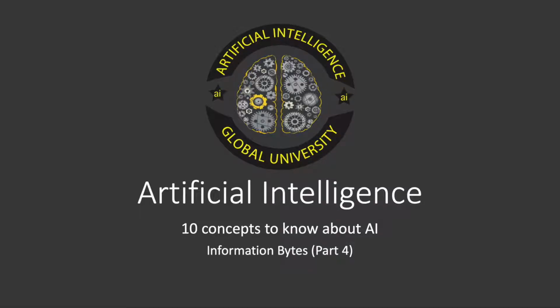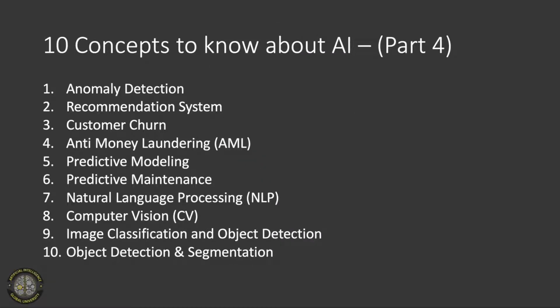Hello again. In this 10 concepts to know about AI part 4, we are going to look at these 10 concepts: anomaly detection, recommendation systems, customer churn, anti-money laundering, predictive modeling, predictive maintenance, natural language processing, computer vision, image classification and object detection and segmentation.